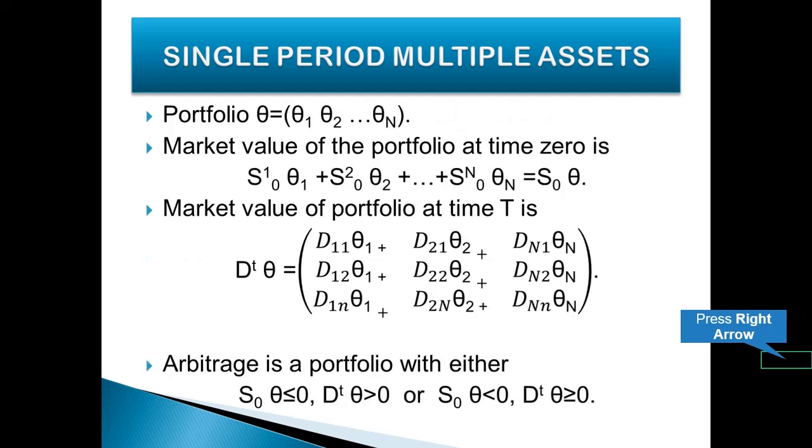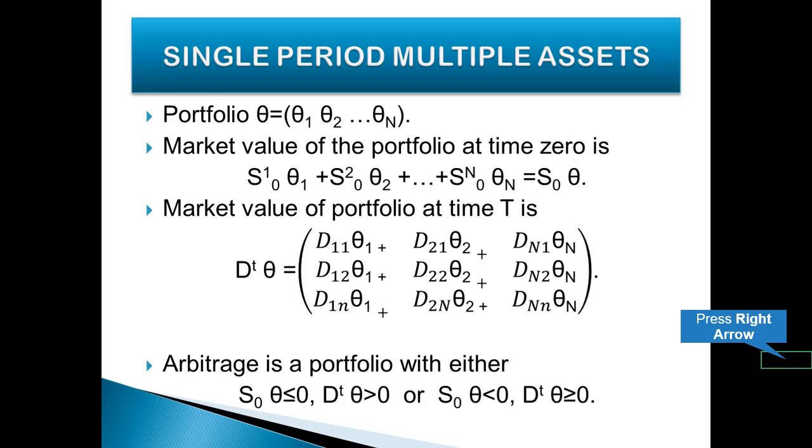So how can we denote a portfolio? The portfolio theta is theta 1, theta 2, up to theta capital N. The portfolio means the possible holdings of S10, S20 and all, so we have total N things. The market value of the portfolio at time 0 is S10 theta 1 plus S20 theta 2, and ultimately the last one is SN0 theta N. You can consider this as two matrices: you multiply S0 and theta and you get this. This is the market value of the portfolio at time 0.